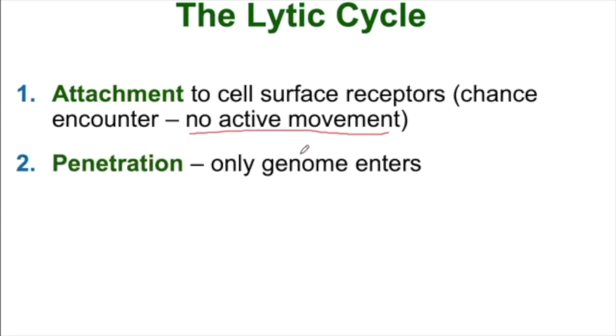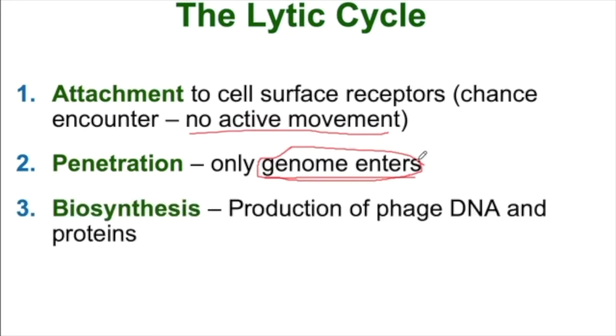Then there is penetration, where only the DNA or nucleic acid would enter. The capsid would enter as well, but the capsid would then be degraded once it enters. The component of the virus that is essential for its replication and survival is the genome, where it has its DNA or RNA sequences. Then there is biosynthesis, where there is a production of what we call a phage DNA.